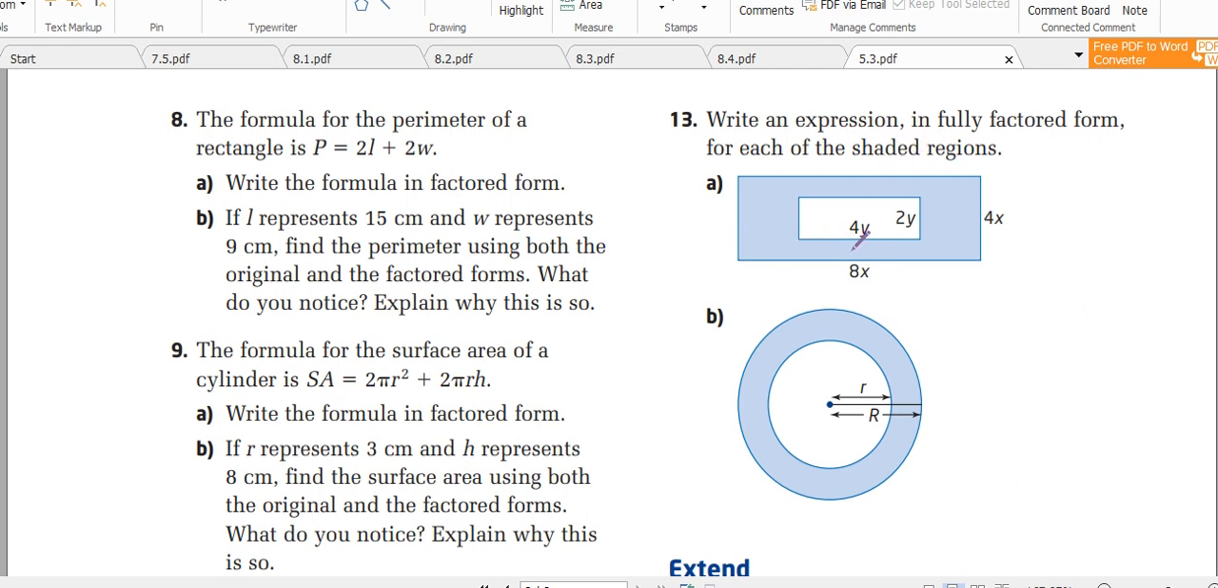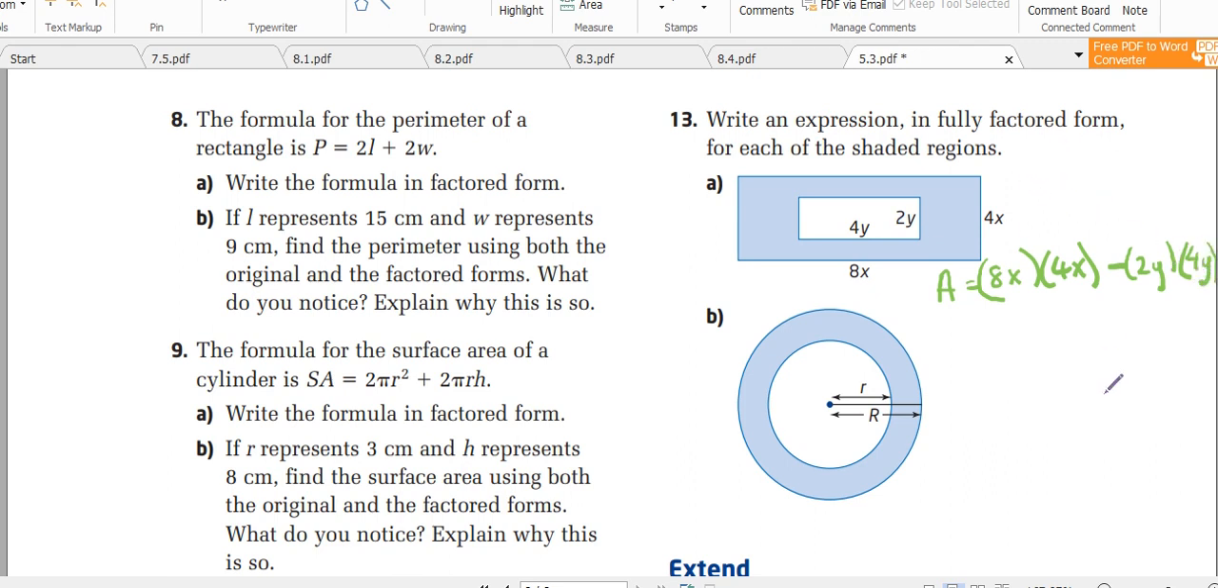So for the shaded region, I know that this is going to be 4x times 8x, right? Because length times width. So if I want the shaded area, I obviously want the area of the whole thing minus the area of the middle. So the area of the whole thing would be 4x times 8x, so 8x length times width, minus the area in here, which would be 2y times 4y.